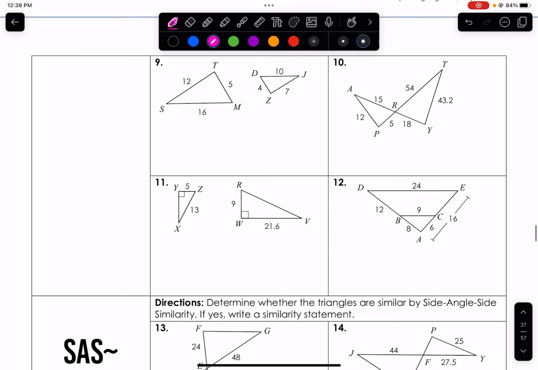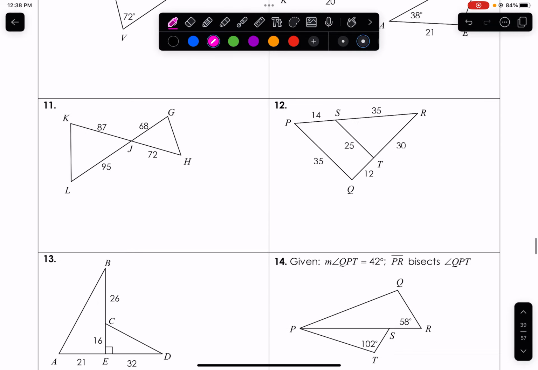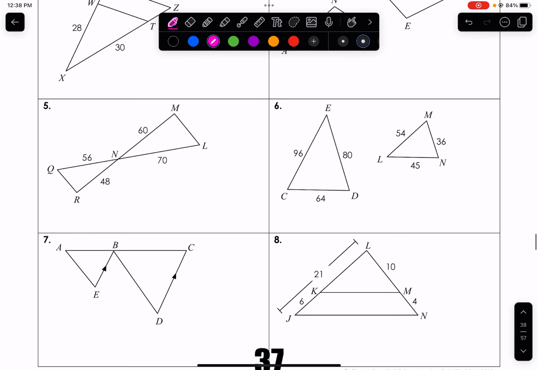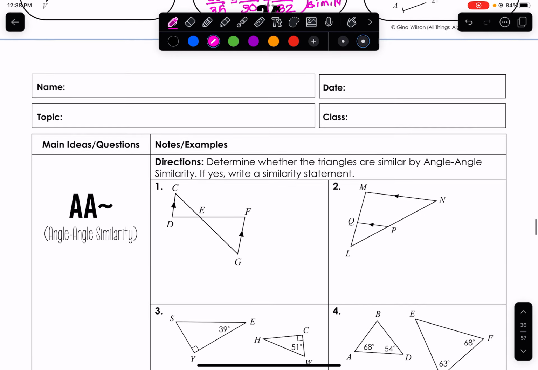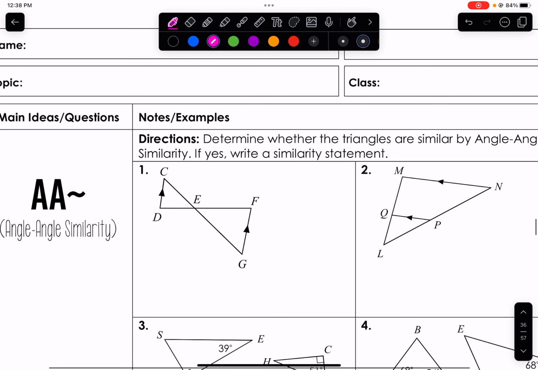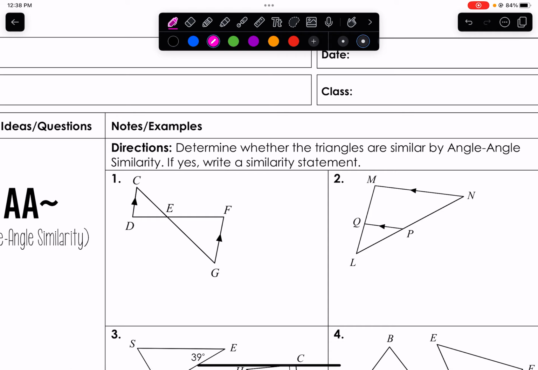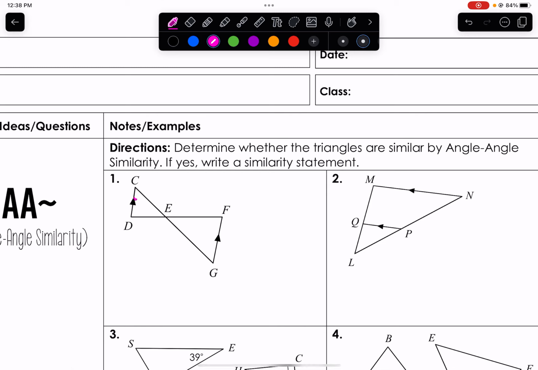So let's look at some examples. All right, we don't have to do all of these, but these will be good practice. So determine whether the triangles are similar by angle, angle. If so, write a similarity statement. So here, I know that the lines are parallel. So if we look at the Z formation, I can use this to say that there's alternate interior as well as vertical angle. So yes, these are similar.